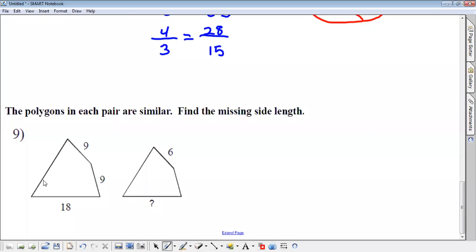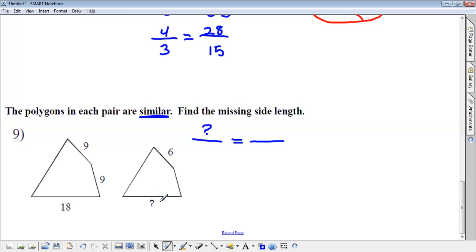So the way you do it is you do the following. In this case, they told me they're similar already. So because they're similar, I can do this. They're similar, so they're proportional. Now, which side is missing? Okay, this side is missing. So I like to start with a question mark.